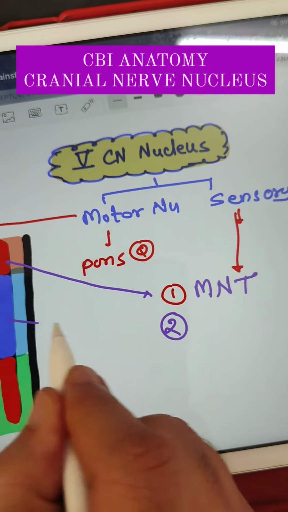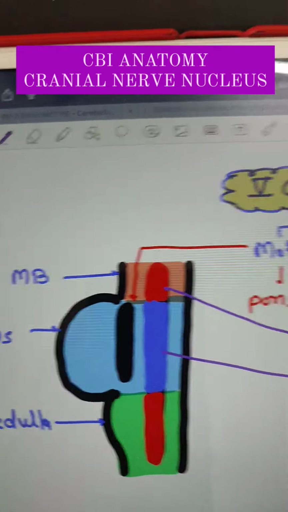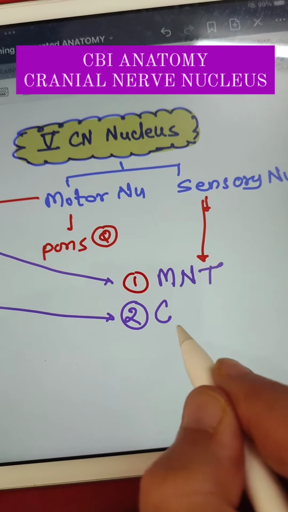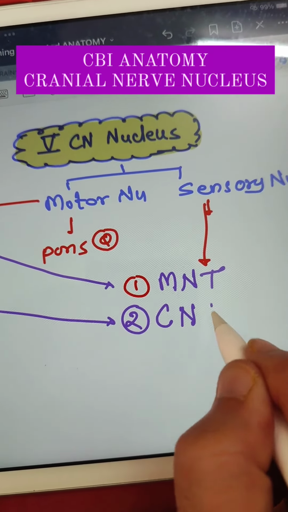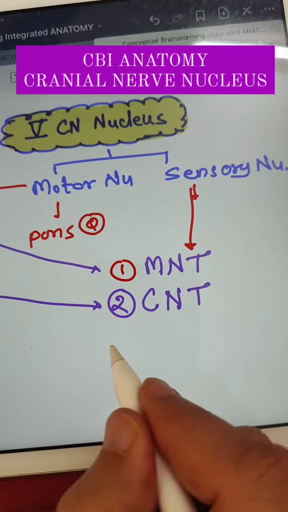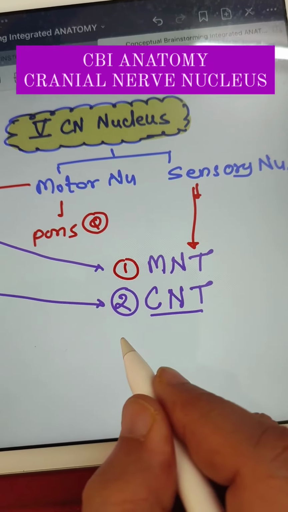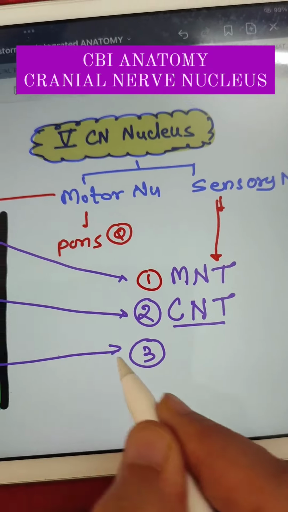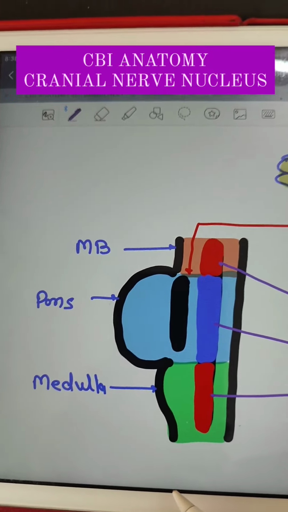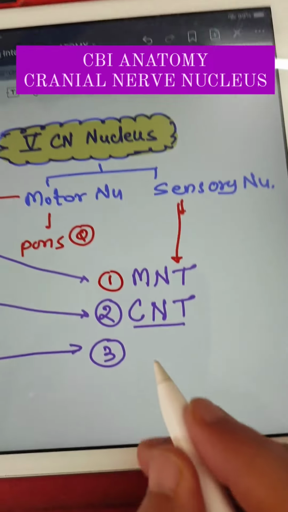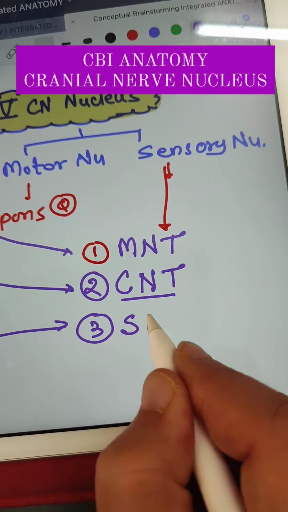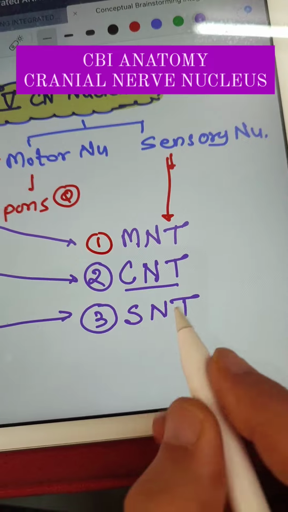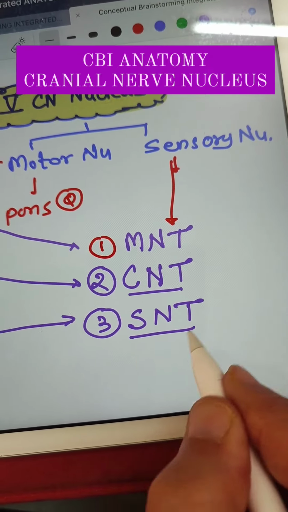The second, which is our pontine nucleus. This is the chief sensory nucleus, chief sensory nucleus of which nerve? Trigeminal nerve. And we are giving the nickname CNT, CON2. And the third one is the part of the nucleus which is located in the medulla oblongata going towards the spinal cord. So we will say spinal nucleus of trigeminal nerve. So the funny way is SNT, SUN2.